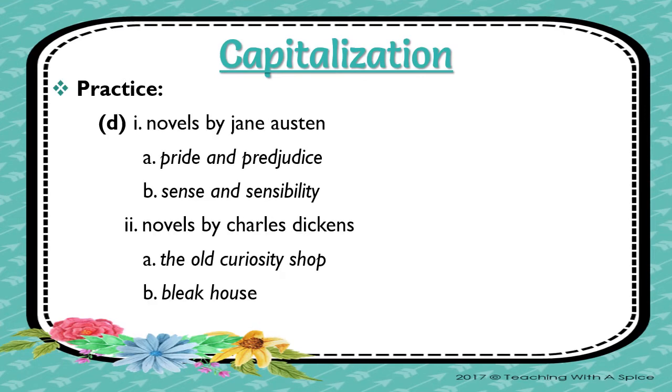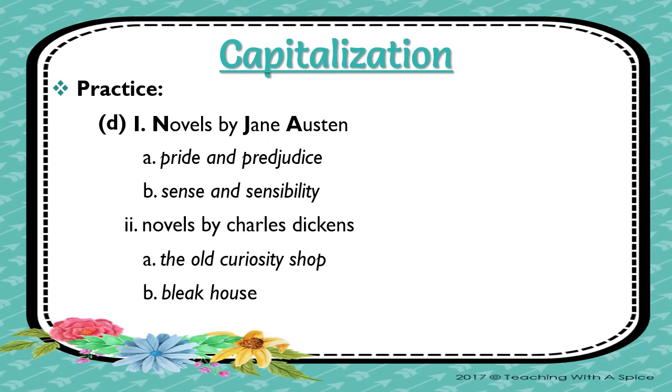All right, letter D, we have an outline. I, novels by Jane Austen. A, Pride and Prejudice. B, Sense and Sensibility. I, novels by Charles Dickens. A, The Old Curiosity Shop. B, Bleak House. What would you capitalize? Go ahead and write that down now. Pause your video because I'm going to give you the answers right now.